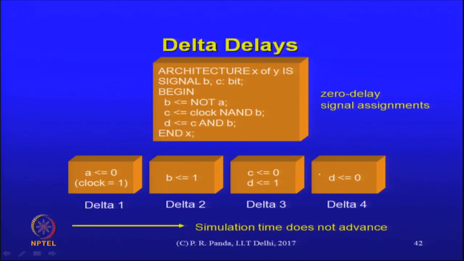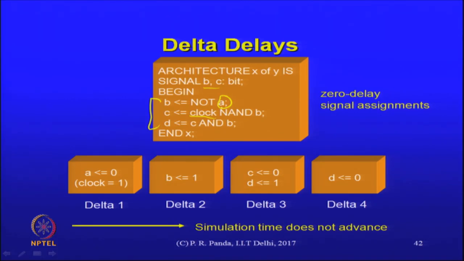Right. That brings us to one final aspect, which is called delta delays. It handles the situation that was pointed out, where multiple triggerings of statements might happen without time being forwarded. Let us say I have a bunch of these three statements, with B, C, D being assigned. These are concurrent signal assignment statements. Let us assume that B, C are signals internal to the architecture, and I have statements like this which are all 0 delay signal assignments.